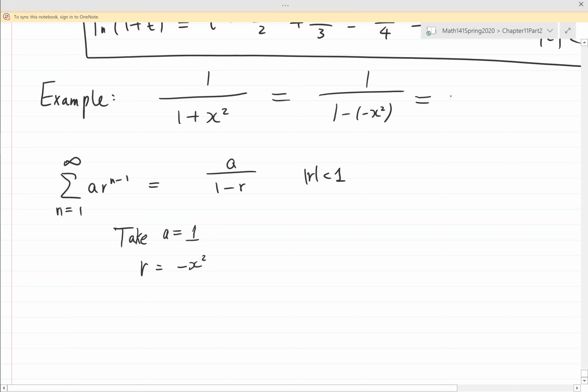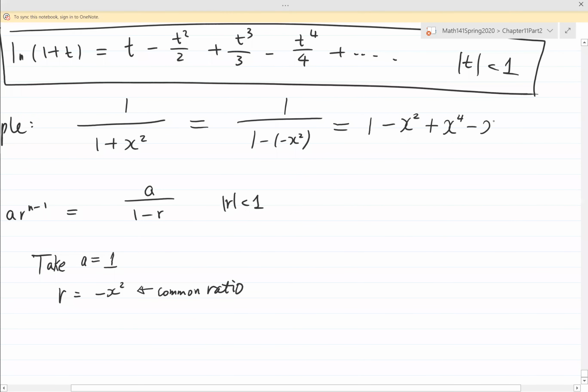The first term will be 1. For the next term, we multiply by the common ratio, negative x squared. Next term, we multiply by the common ratio again, negative x squared, and negative times negative gives a positive, so we get degree 4. Then we multiply by the common ratio, negative x squared, and we get this, et cetera.